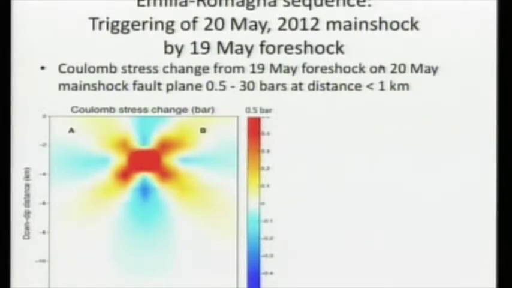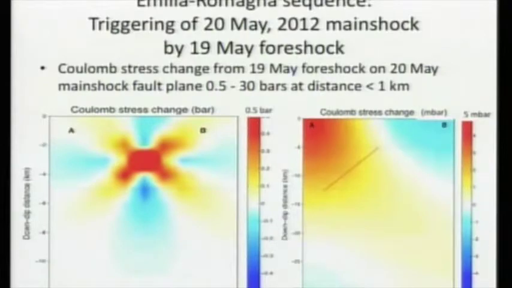We might ask, what were the Coulomb stress changes caused by the operation of the Cavone field? I'll talk about those in more detail later, but this is a plot showing the change in Coulomb stress in the area of the hypocenter of the May 20th event. Now the color scale is in millibars, okay? Not bars, but millibars. And so the changes in Coulomb stress on this eventual fault plane from the effects of production at Cavone are on the order of 1 or 2 millibars.